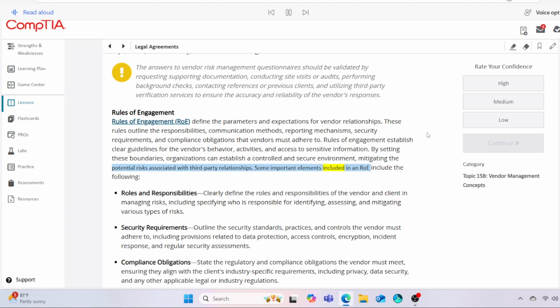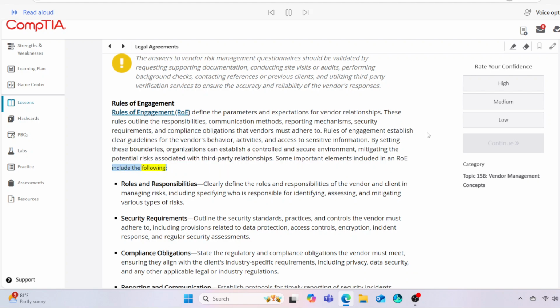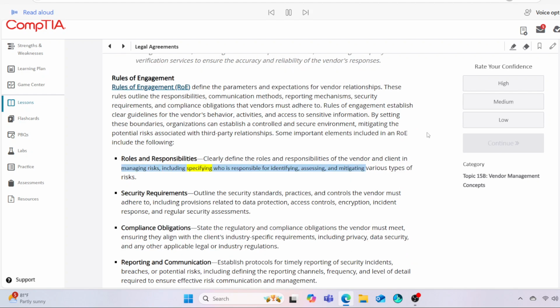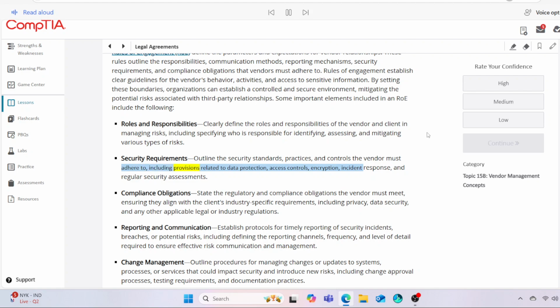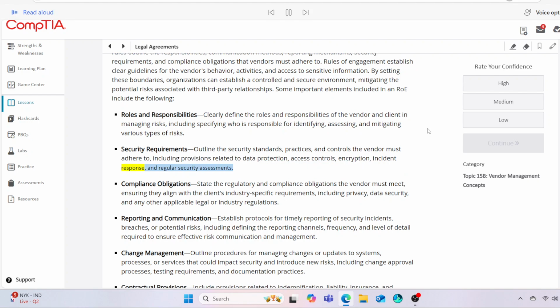Some important elements included in a ROE include the following. Roles and responsibilities clearly define the roles and responsibilities of the vendor and client in managing risks, including specifying who is responsible for identifying, assessing, and mitigating various types of risks. Security requirements outline the security standards, practices, and controls the vendor must adhere to, including provisions related to data protection, access controls, encryption, incident response, and regular security assessments.